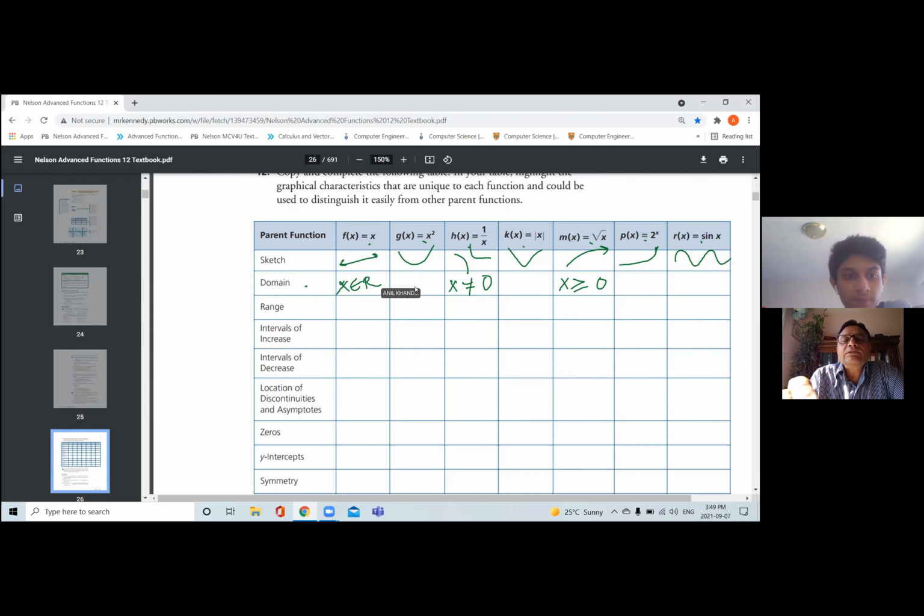Is it okay? Yes. Now, as far as the range is concerned, for the quadratic this is y greater than or equal to 0, right? Yeah. And here, y is not equal to 0, but all other real numbers. Absolute function, y is similar to the quadratic function in this regard. Square root x is again y greater than or equal to 0. For this, y is greater than 0. Do you see? Because it's never equal to 0. It has a horizontal asymptote. And for sine, we have the value from -1 to 1. I could also write it in interval notation.